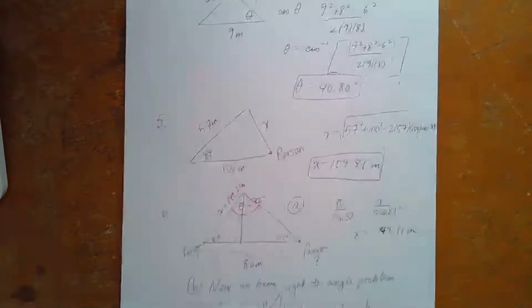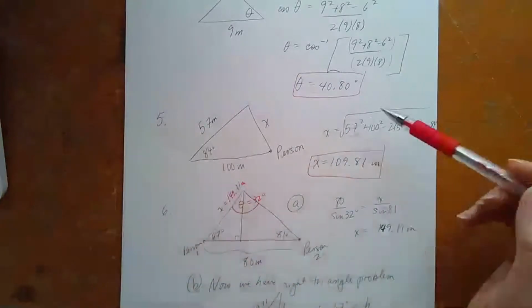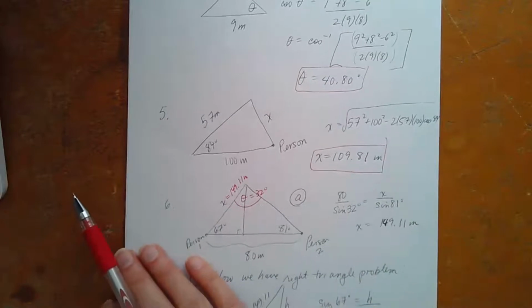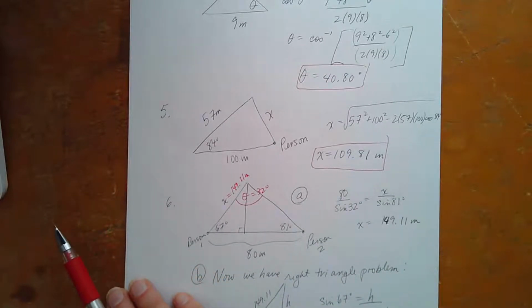This was another law of cosines question, right? Side angle side, solving for a missing side. This is where I think your handheld scientific calculators, the smaller ones, might be better for you to use for this section.